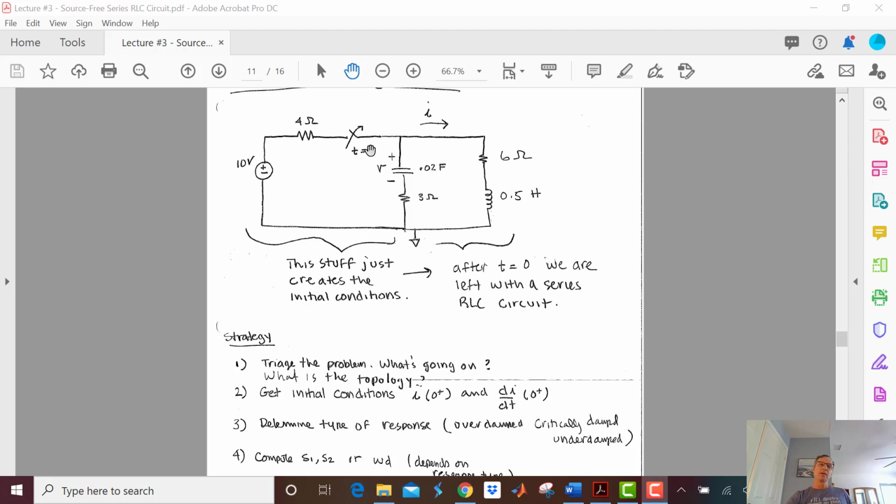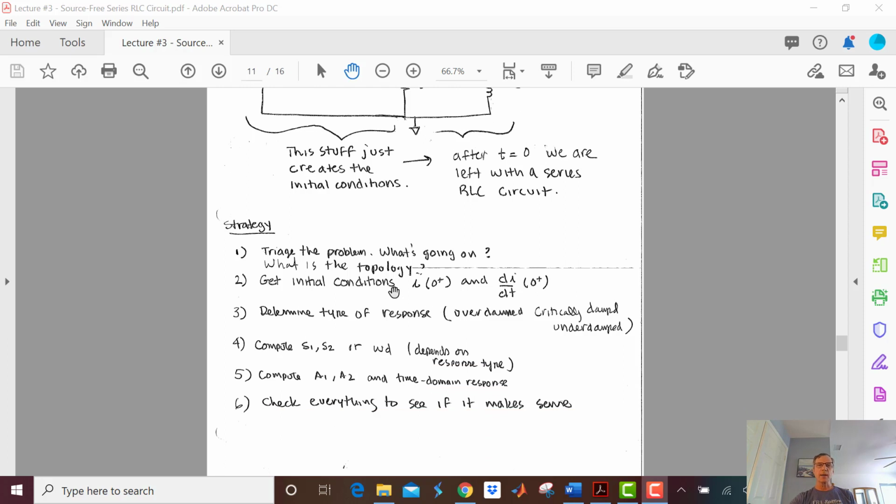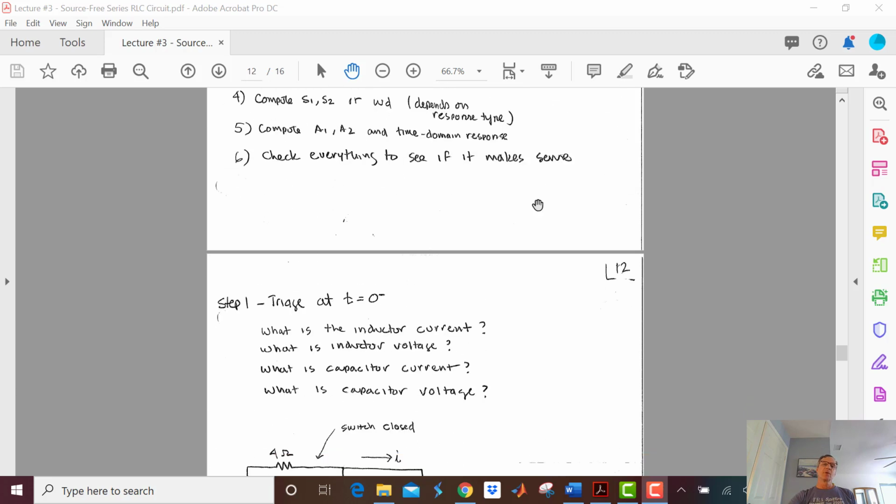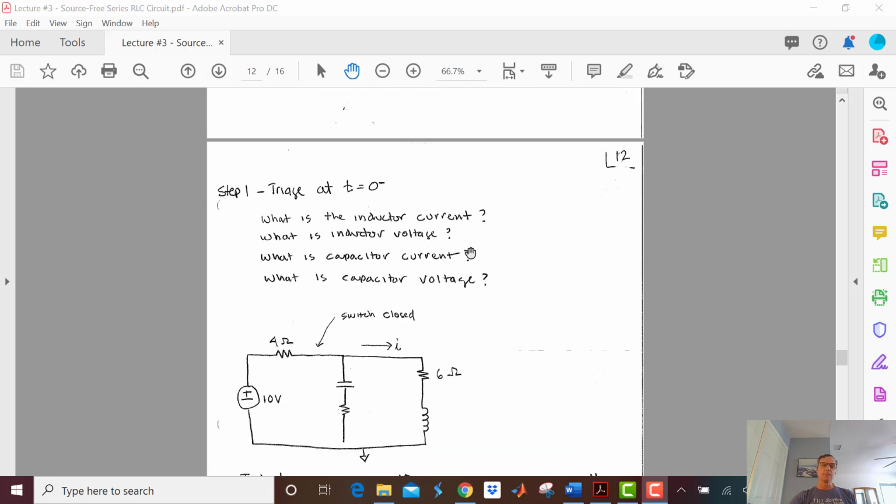What's my topology? Well, at t equals 0 plus, the switch is open, so let's just ditch it for now. And let's look over here, and I see a series RLC circuit. And then I say, well, those two resistors can be combined. It's just a series RLC with 9 ohms, 6 plus 3, of resistance. All right, so now let's start moving.